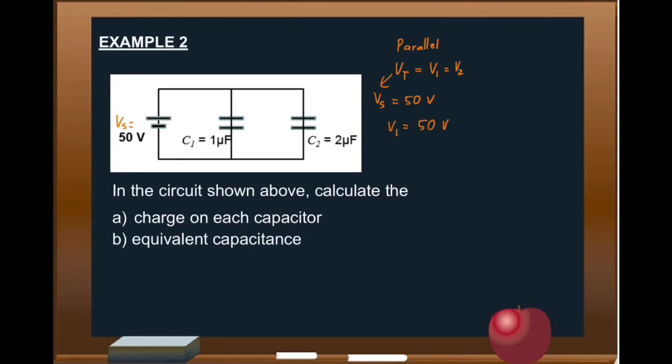V1 will be 50 volt, V2 is 50 volt as well. But wait, what's the purpose of finding the potential difference when the question is not asking us to find the potential difference?